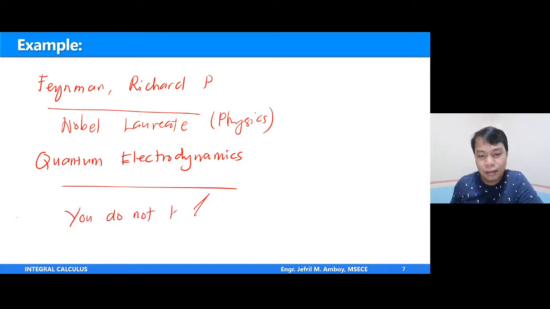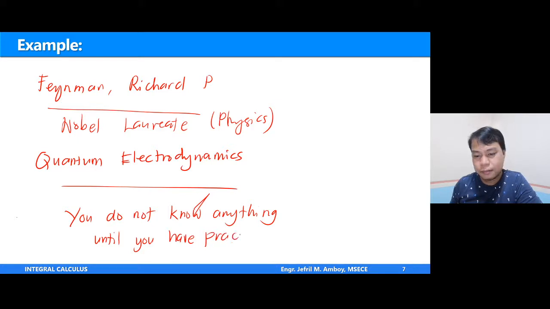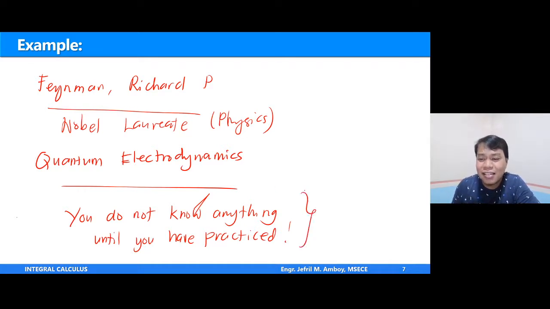You do not know anything until you have practiced. Okay? Tandaan po natin yan, ano? You do not know anything until, of course in science, everything that we have in science is just a product of observations and experimentations, which is na-acquire natin by means of experience, no? Experience. Okay? Kaya nga sa pag-aaral mo ng calculus, hindi magiging effective ang ginagawa mong pag-aaral kung hindi ka magpa-practice.